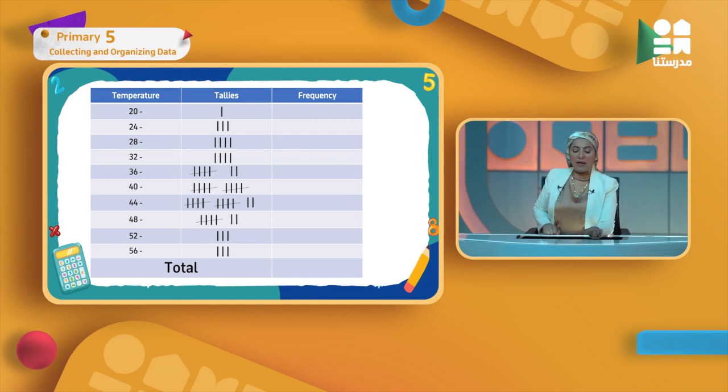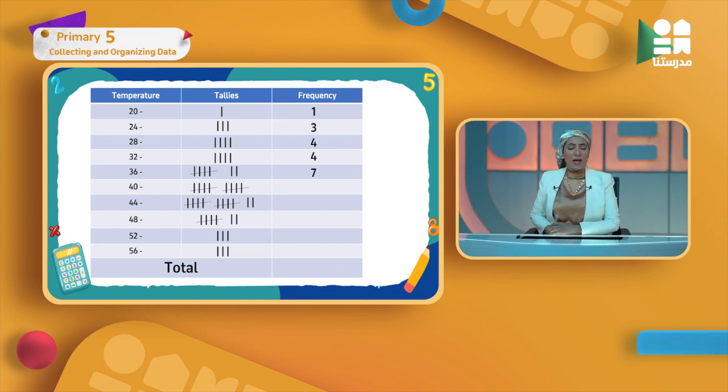Okay, for the first one it was 1 tally, so my frequency is 1. The second interval, which is 24, has 3 tallies, so the frequency is 3. The third, 28, has 4 tallies, so my frequency is 4. The fourth one is 4, so also 4. For 36, how many times? A bundle of 5 and then 2, so it's 7 times.